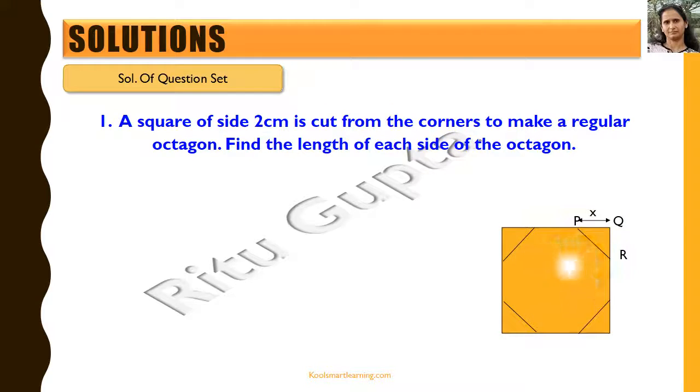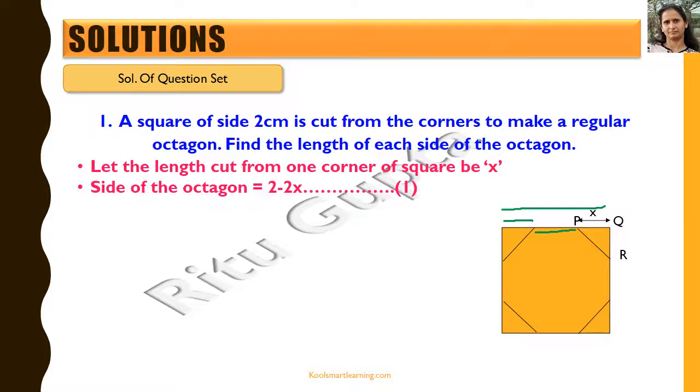A square of side 2 cm is cut from the corners to make a regular octagon. We need to find the length of each side of the octagon. So now we know that each side of the square is 2 cm and we got x from each side, from the left side as well as from the right side. So the remaining is the side of the octagon, which becomes 2 minus 2x.